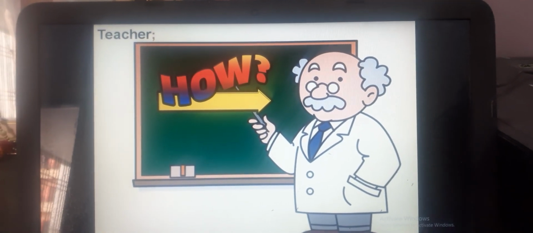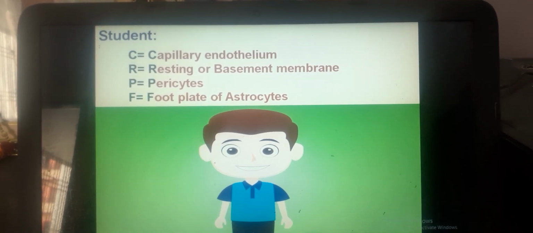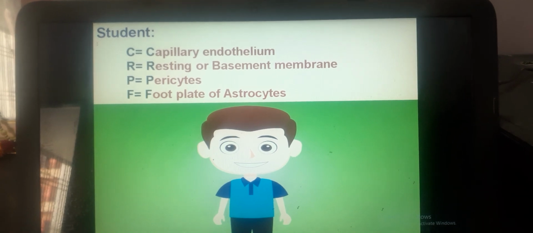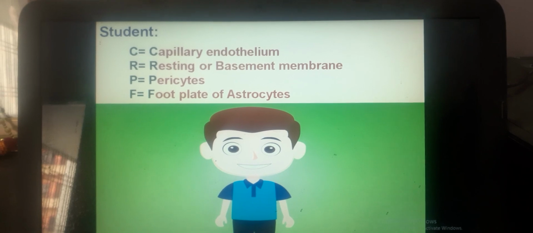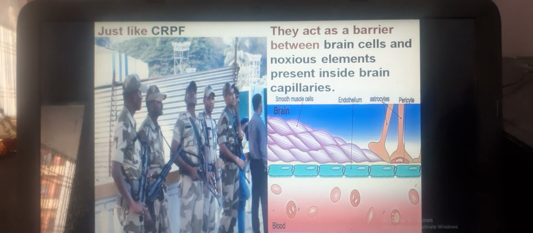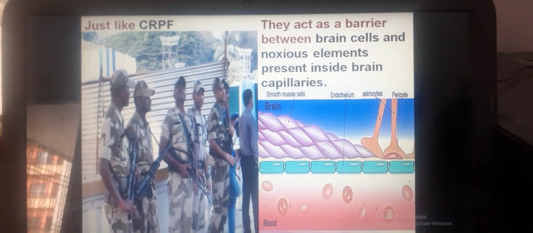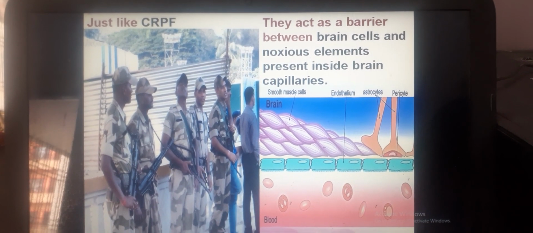Teacher: How? Student: C for capillary endothelium, R for resting or basement membrane, P for pericytes, and F for footplate of astrocytes. Just like the CRPF, they act as a barrier between brain cells and noxious elements present inside the brain capillary.